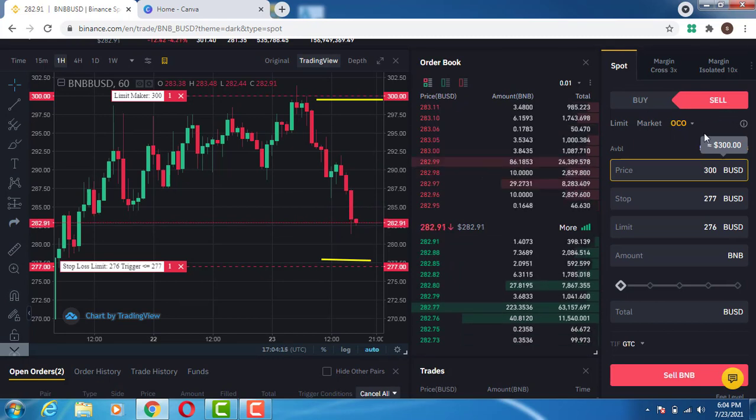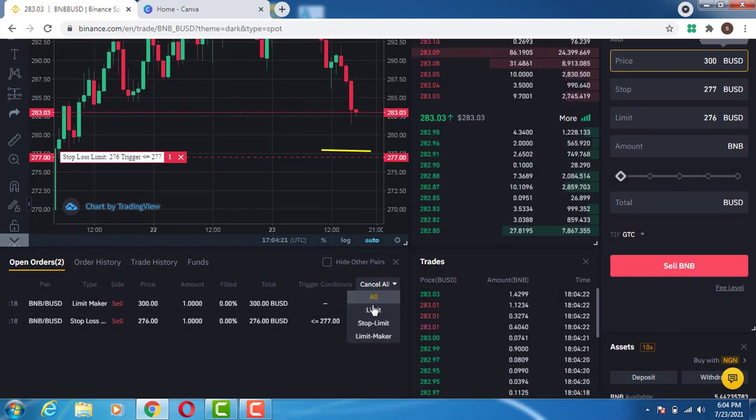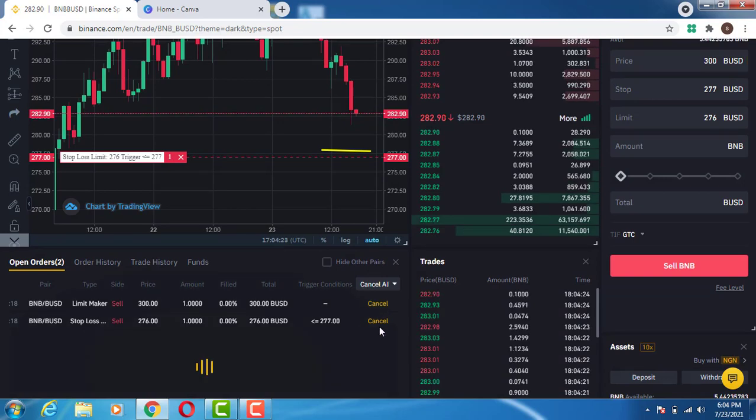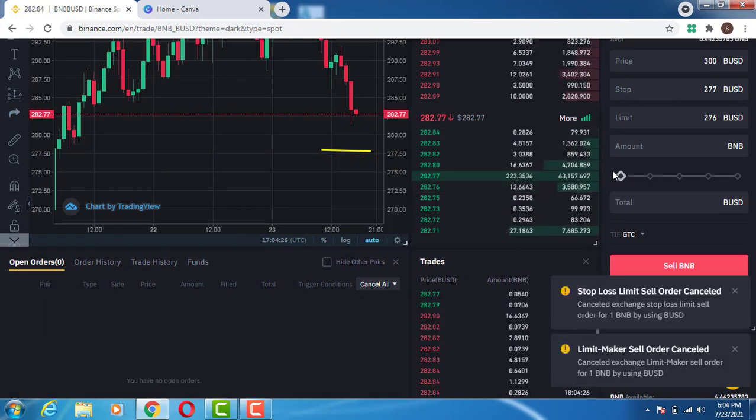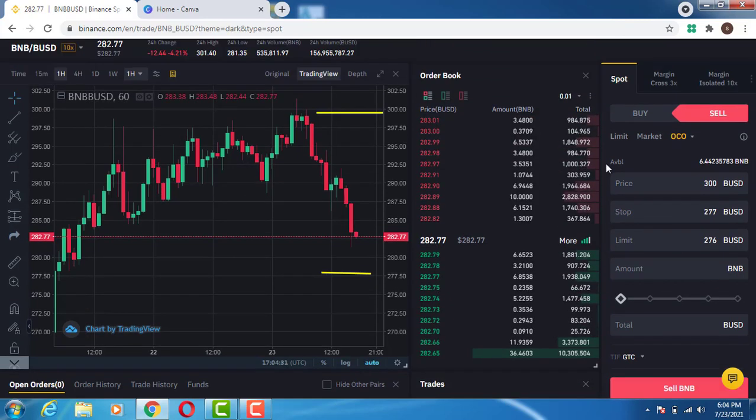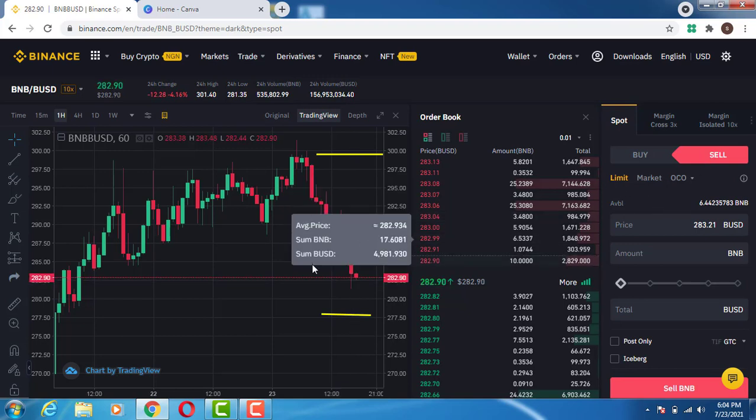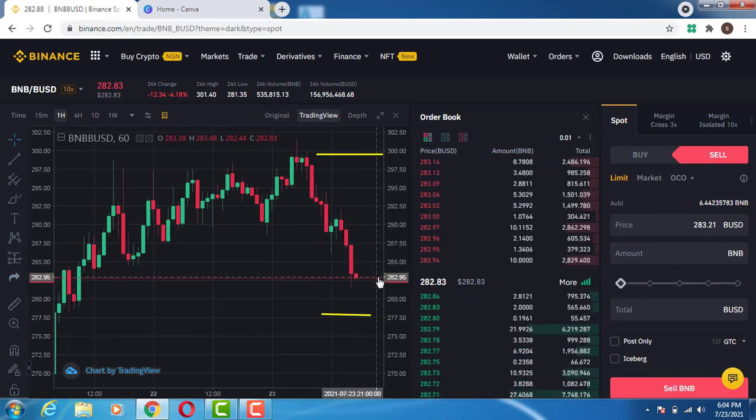Remember, the OCO order means one cancels the other order. Now, one more important thing I want to explain right here, I will cancel this. Remember, if I cancel one here, the whole order will automatically cancel itself. One more important thing I want to explain here is when you're using the limit order. Now, if you use a limit sell order and you place the order below the current market price, a limit sell order below the current market price will execute as a normal market order.